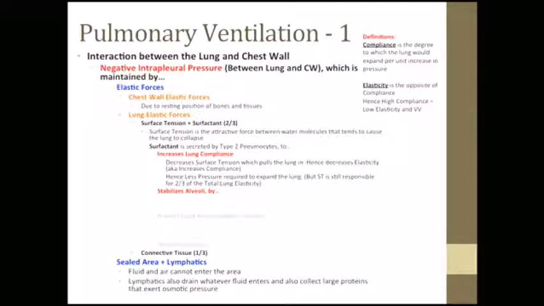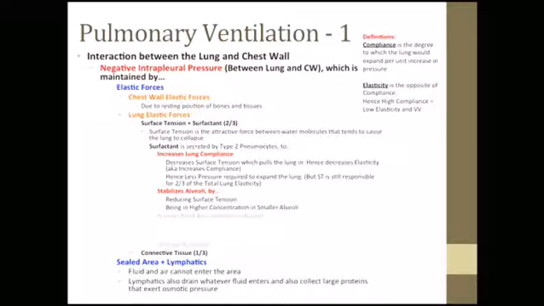But surface tension, even after the effect of surfactant, still makes up 2/3 of the total lung elastic forces. So that's just how strong surface tension actually is. So you can also stabilize the alveoli by... So what happens in this case is you have large alveoli in the top of your lungs, and small alveoli at the bottom of your lungs. And this is not because your alveoli have different numbers of cells. This is because the smaller ones at the bottom have more lung above them, so it presses them and makes them smaller. So if you were to think about it, they have the same number of type 2 pneumocytes in the small alveoli and the large alveoli.